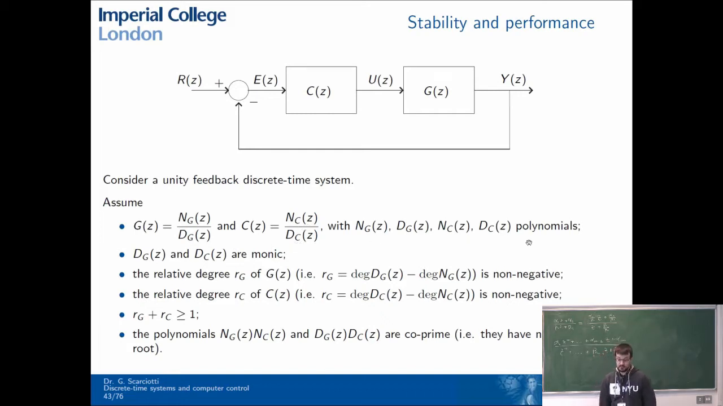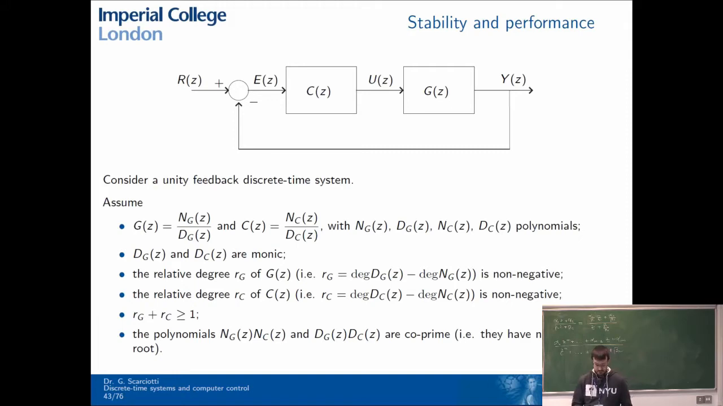The reason is that this implies that these are Z transforms or functions that we know, basically the functions that we already saw in the lecture on Z transforms. Then the other assumption that we make is that the polynomials, the denominators, dg and dc, are monic. Monic means that the coefficient multiplying the higher power in the polynomial is equal to 1.